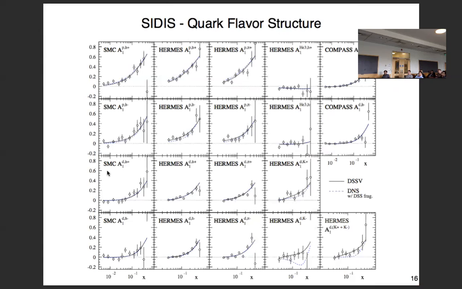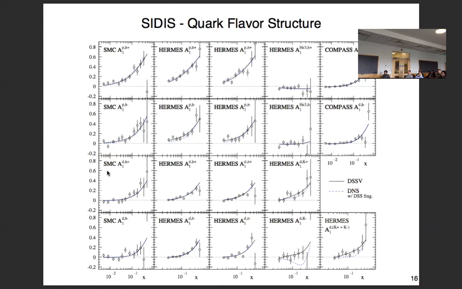So what do you see? SMC, semi-inclusive measurements of unidentified charged hadrons. HERMES, likewise, and in the end, of course, COMPASS data as well. In particular, the HERMES collaboration at the time had superb particle identification, so they were actually first to have identified kaon data. COMPASS by now has those too.